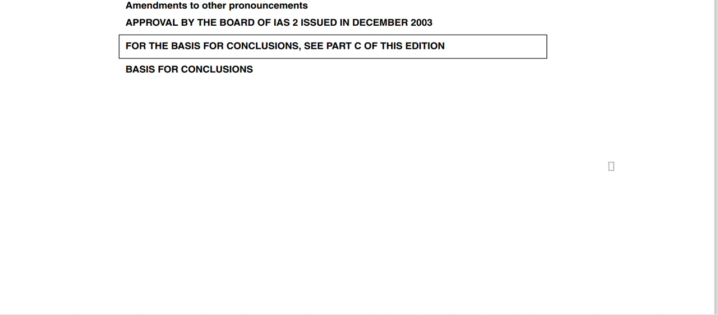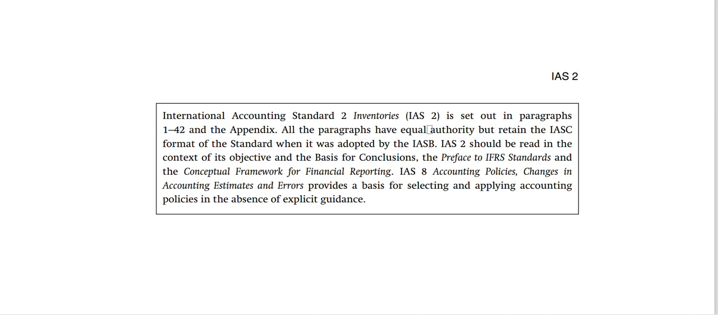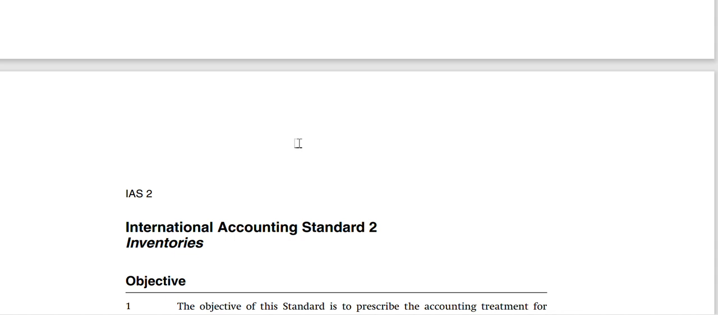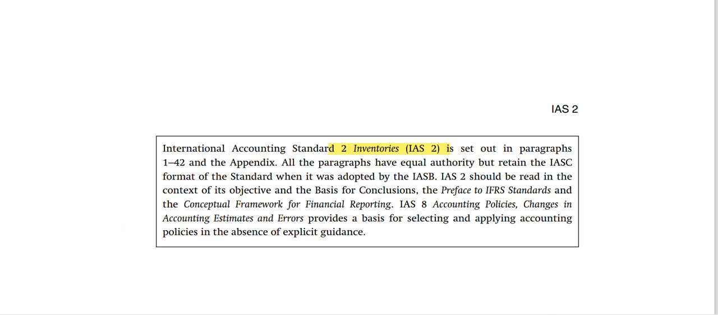Now let's just see what we have, right? So if we go down, there's approval by the Board of International Accounting Standard 2 issued in December 2003. The Basis for Conclusions, part C of this edition. International Accounting Standard 2 Inventories is set out in paragraphs 1 to 42 and the appendix. So why it is important to look here is that you need to understand that if you want to understand the standard in depth and in detail, you need to go through paragraphs 1 to 42 as well as the appendix, right? So it is important that you take note of that.